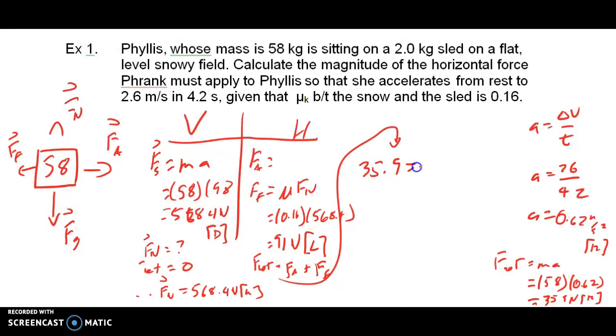So we're trying to figure out the force applied, and I can't simply just add 91 newtons. Why is that? Because the net force is to the right and the friction is to the left. So therefore I'm going to subtract this value. So therefore I can figure out that my force applied is going to be equal to 126.9 newtons to the right.